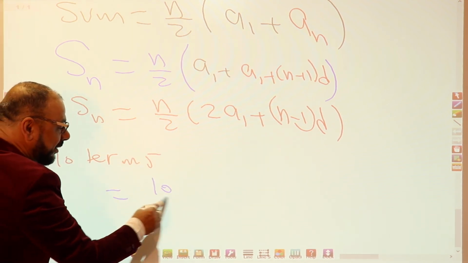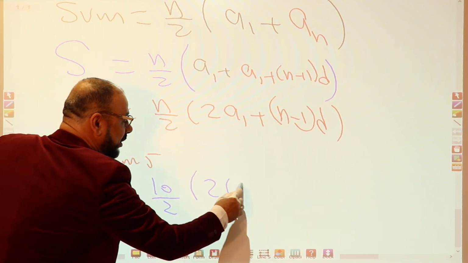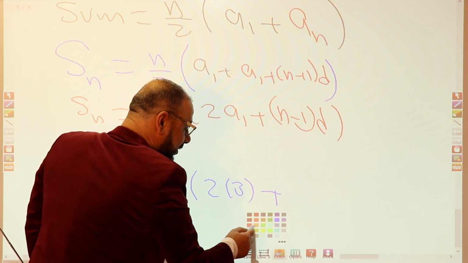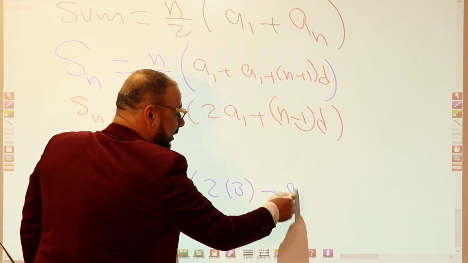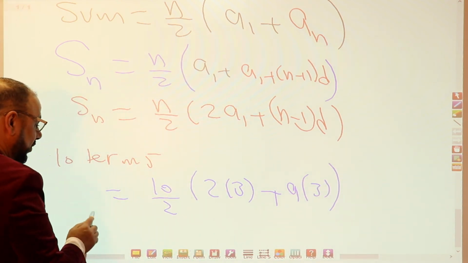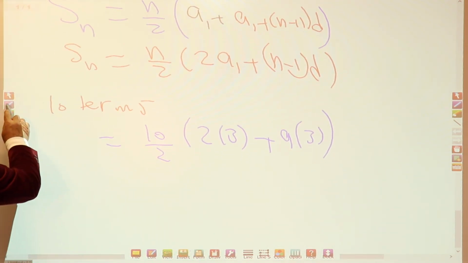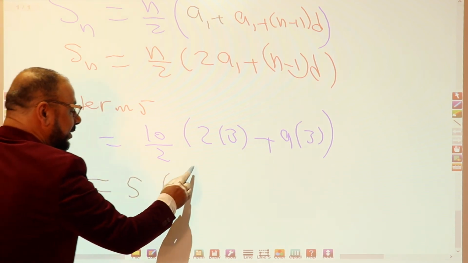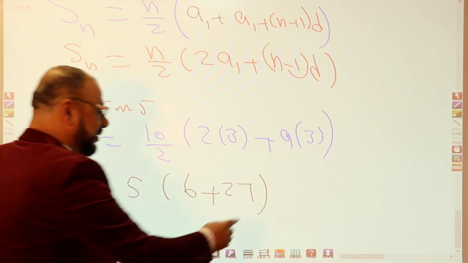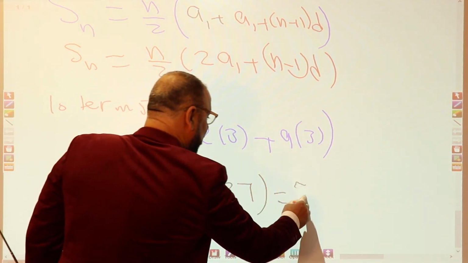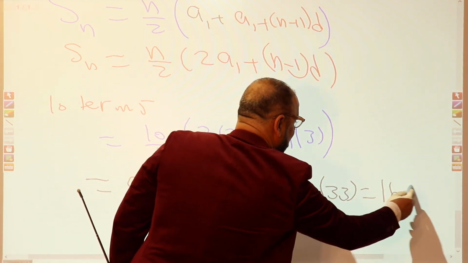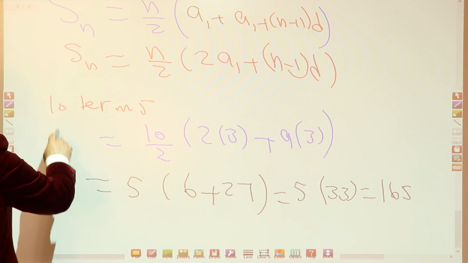Apply the 10 terms here now and see if that works. 10 over 2, which is 5. I know the first term is 3. How many terms? 10 minus 1, 9, and d is 3. See if this gives you the same answer. 5 times 6 plus 27, which is 5 times 33, which is 165. Wow, right?